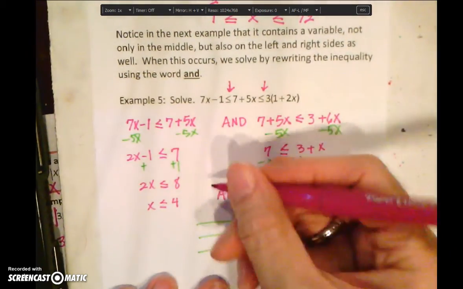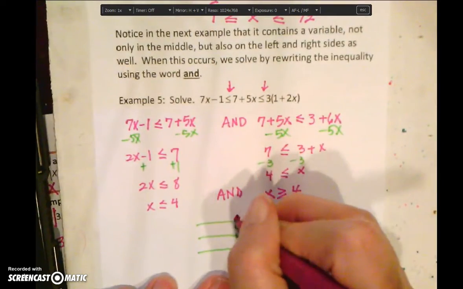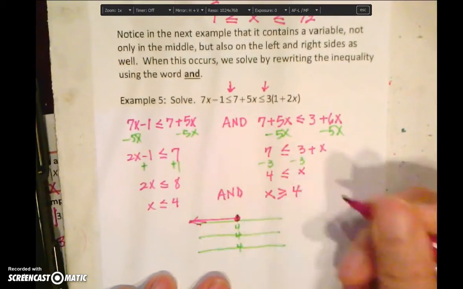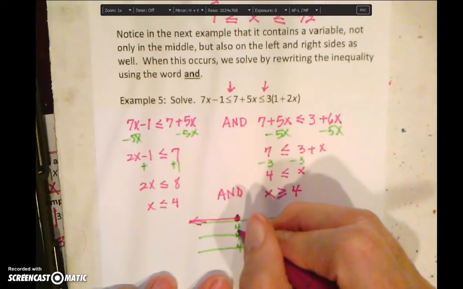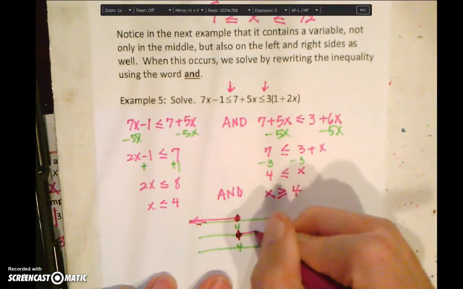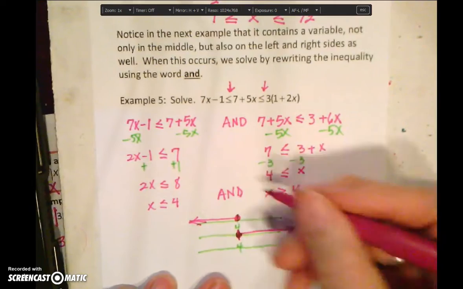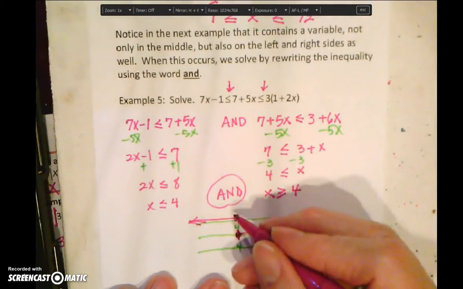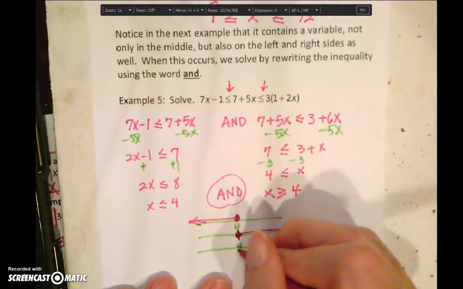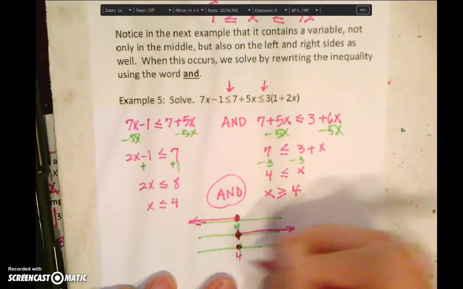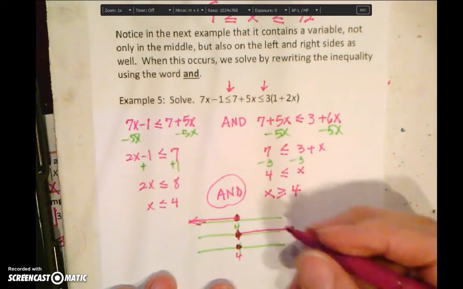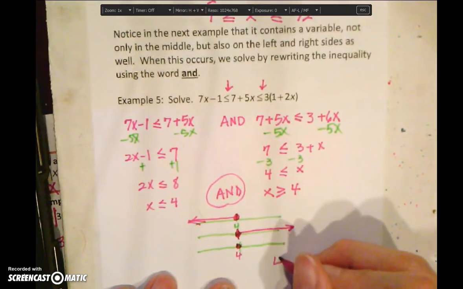So for the first one, I have x is less than or equal to 4. So I have this. For the second one, I have x is greater than or equal to 4, which is this. And when I do an and, I've got to figure out what's in both of them. And what's in both of them is only that number 4 itself. So the answer on here is 4.